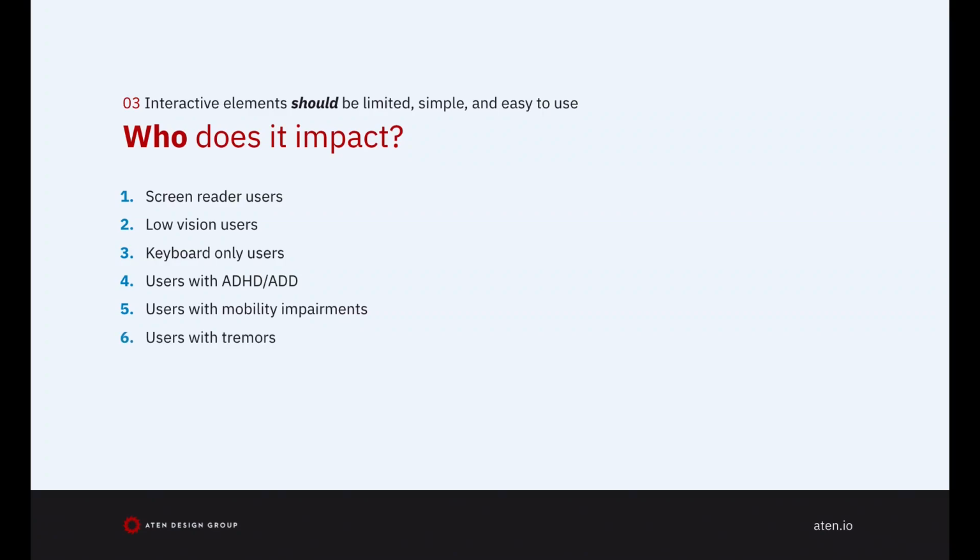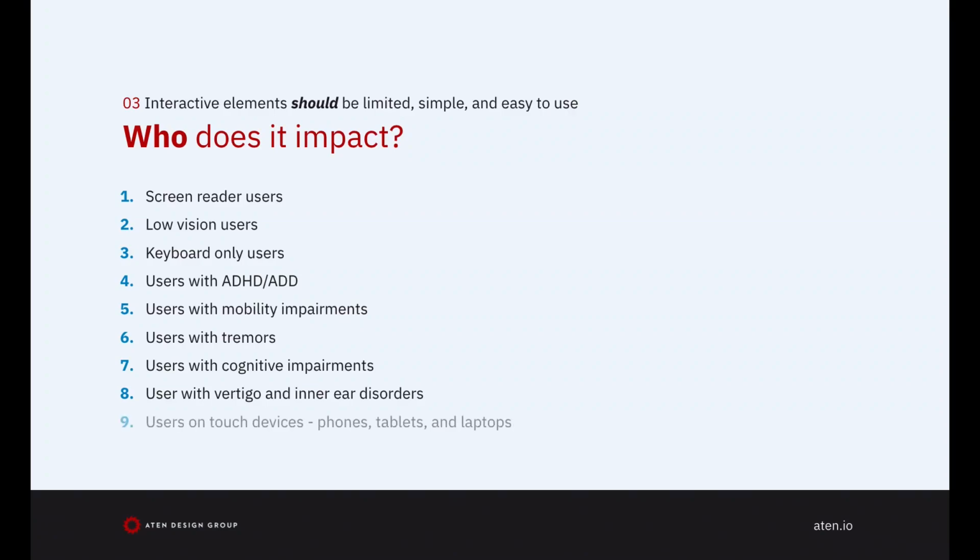Could be users with tremors who may need those large touch areas to actually hit the right target. Could be users with cognitive impairments who may not understand how to interact with an element found in front of them. Could be users with vertigo and inner ear disorders if movements are moving too much or scrolling at weird speeds that can really throw them off. And users on touch devices like a phone, a tablet, or even the touch laptops. We just need to make sure that target area is good.